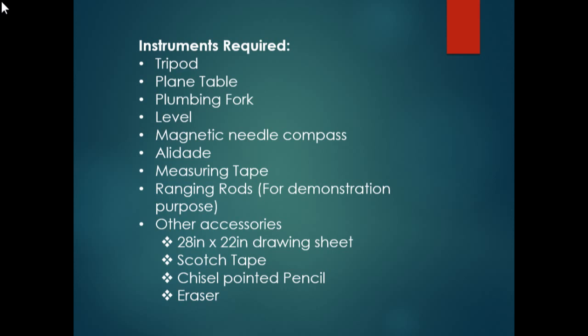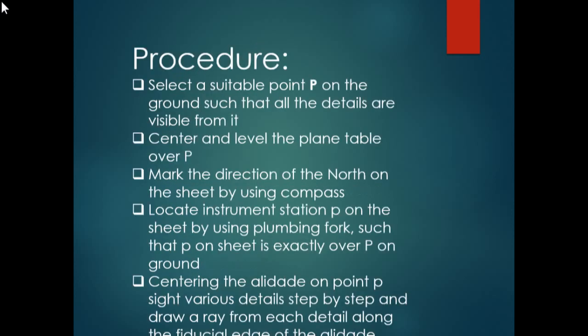Other accessories: we should take a drawing sheet of 28 inch by 22 inch, which will be kept on the plane table. Then scotch tape, a chisel-pointed pencil, and an eraser, sharpener, and scale, whatever you want, take it.